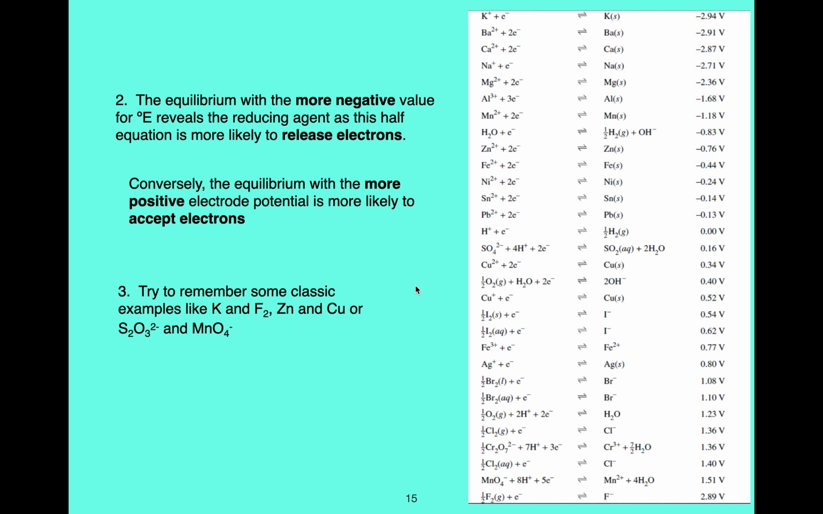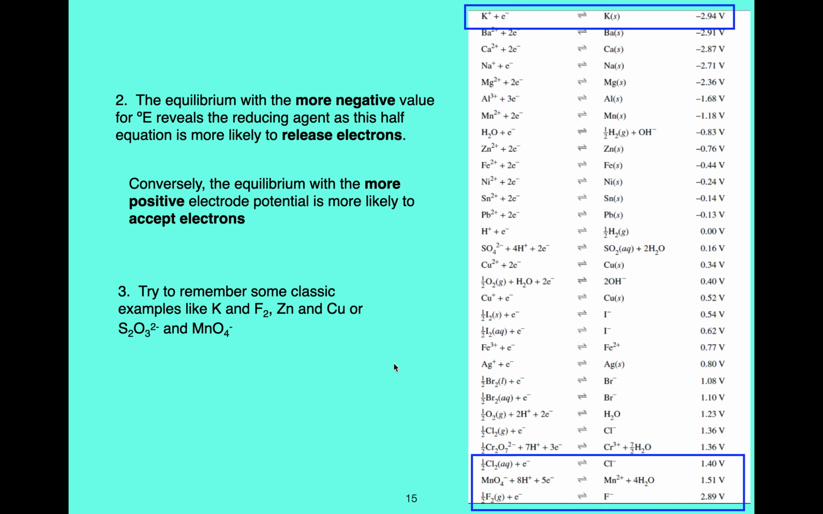Zinc and copper we've seen before. So if you've got zinc and copper, you look at those equations. Where's copper and zinc? There's potassium and the oxidizing agents. Copper and zinc, well, copper is here and zinc is here. And you know that zinc becomes Zn2+ and copper 2+ becomes copper. Thiosulfate's not on here, I don't think, but you know that thiosulfate's a good aqueous reducing agent, and manganate(VII) is a good oxidizing agent. That's down here. It's good at accepting electrons.